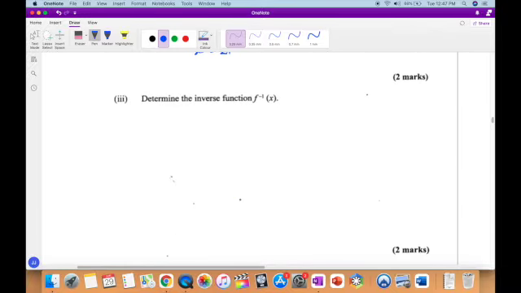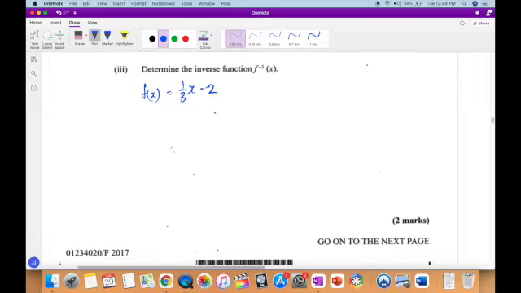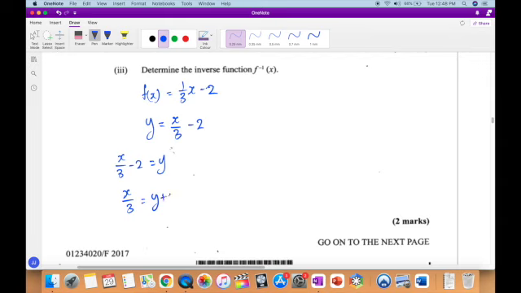Determine the inverse of the function. So f of x is equal to a third x minus 2. Is that it? Yes, it is a third x minus 2. So we could say that y is equal to, instead of putting a third x, I'm just going to put x on 3 minus 2. And now we'll make x the subject of the formula. So x on 3 minus 2 is equal to y. So x on 3 is equal to y plus 2.